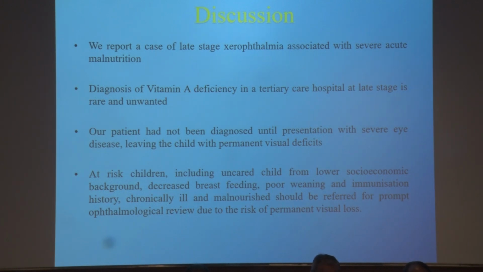Diagnosis of vitamin A deficiency in a tertiary care hospital at such a late stage is very rare and unwanted. Our patient had not been diagnosed anywhere, although she had been presenting for the last 2 years, leaving her with permanent visual deficits. At-risk children, such as those from a lower socioeconomic background, with decreased breastfeeding, poor weaning, and poor immunization history, should be referred for prompt ophthalmological review due to risk of permanent visual loss.